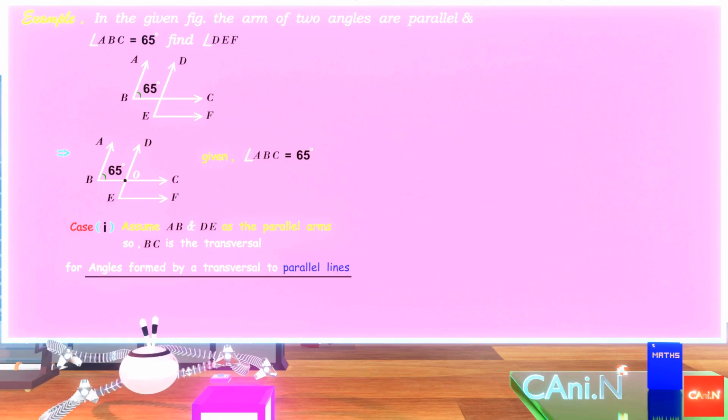For angles formed by a transversal to parallel lines, corresponding angles are equal, that is, angle ABC equals angle DOC. So, angle DOC equals 65 degrees.